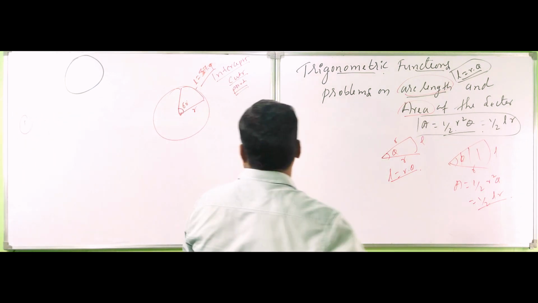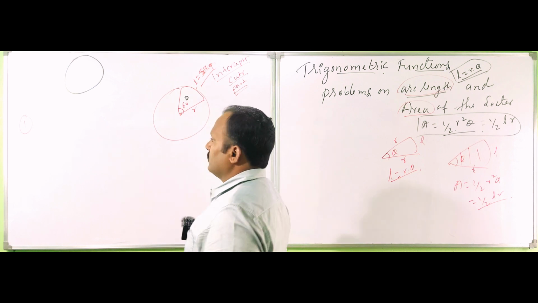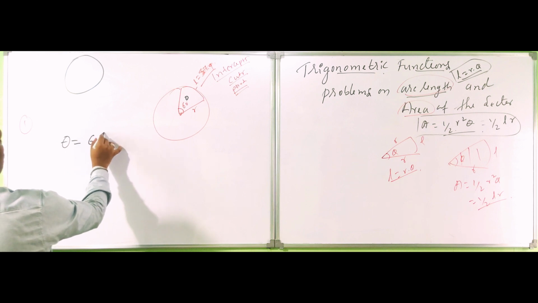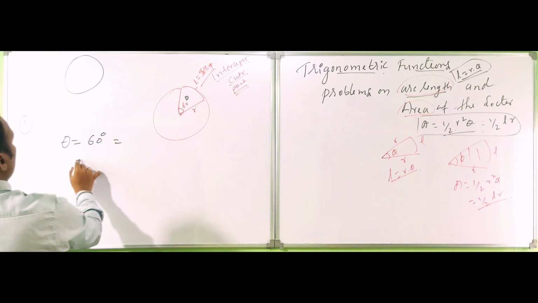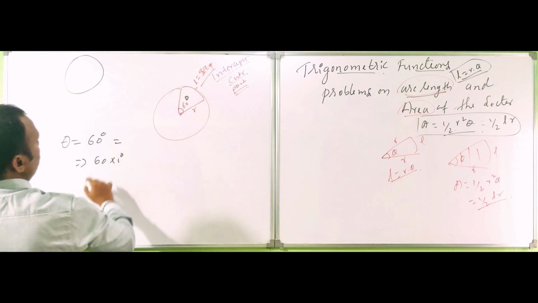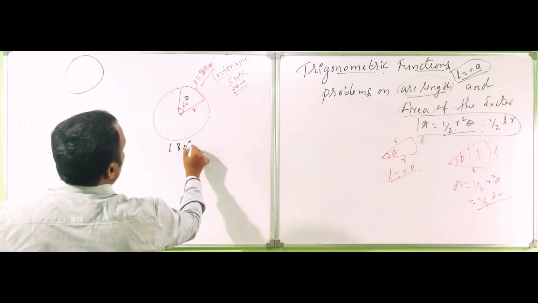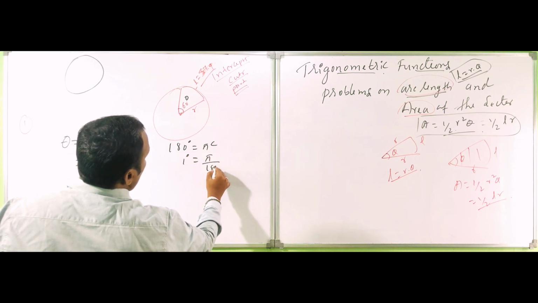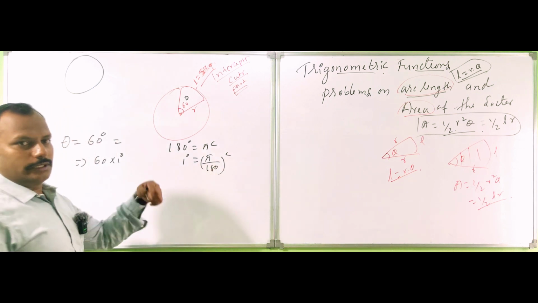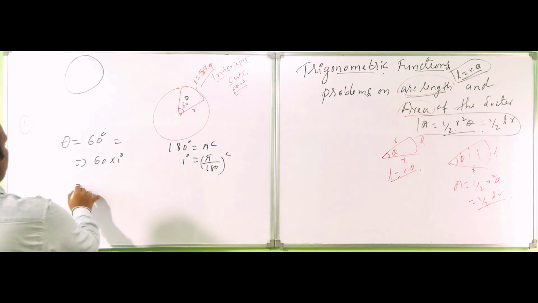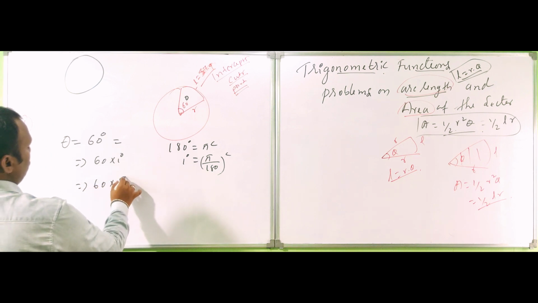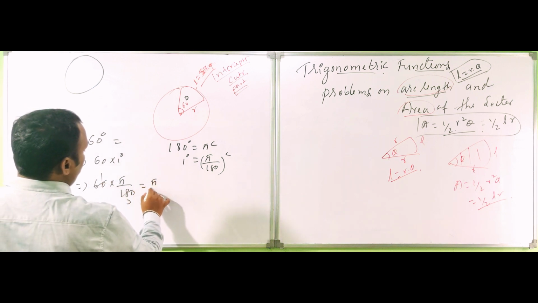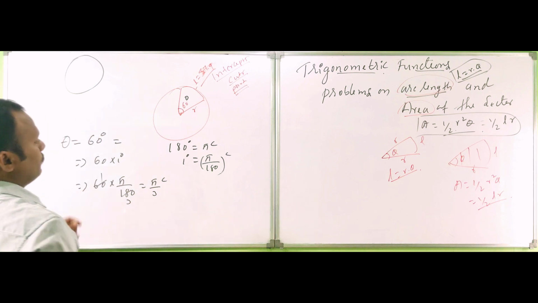First work is here. Theta is equal to 60 degree, and this is written as 60 into 1 degree, because 180 degree is equal to pi radians. So 1 degree is equal to pi over 180 radians. You should convert the degree into radian first. So this becomes 60 into pi by 180, which is pi by 3 radians. Then you should find R.